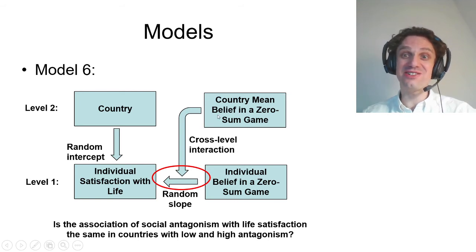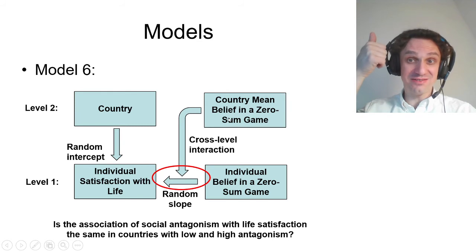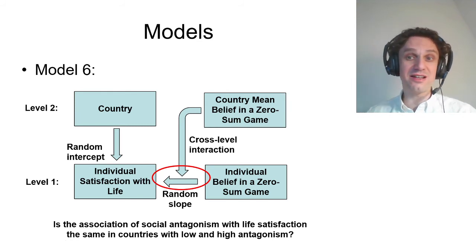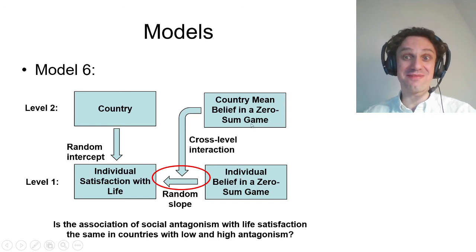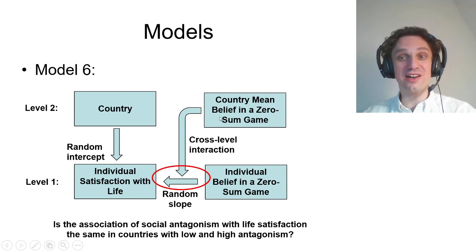But then we do something more interesting. We try to see if this random slope is predicted by some country level variable. And this country level variable can be anything like GDP or individualism. But here, what is interesting, we took the mean score for the same variable, belief in a zero-sum game. So essentially, we tested the hypothesis, if a country as a whole is a place where people are more antagonistic, are the associations of individual antagonism and well-being the same or different?